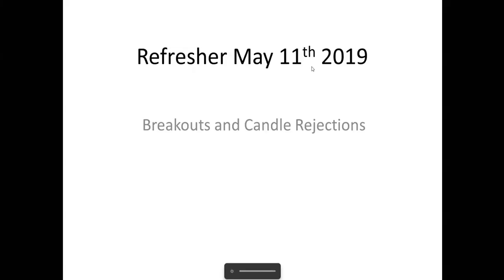It's recording. So it's a refresher, May 11th, 2019. We're basically going to go over how to identify this phenomenon called breakout, right? It's basically how the candles move through areas, and that movement is called a breakout. And then certain things happen when candles reach an area where candles have previously rejected from, like important price levels. So those are rejection areas too, right? So we're going to go over all of that here.